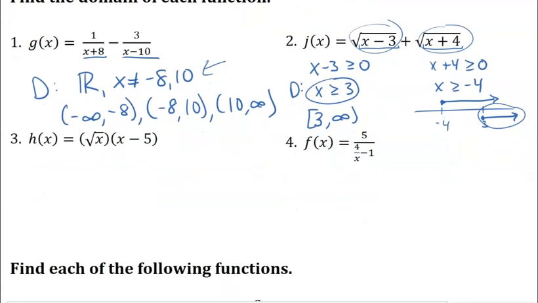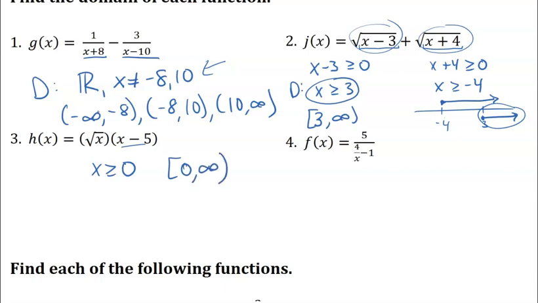Okay, over here, looking at each one, there's no problems with the x minus 5, but here I can't have a square root of any negative numbers, so x has to be greater than or equal to 0, which in interval notation is 0 to infinity.